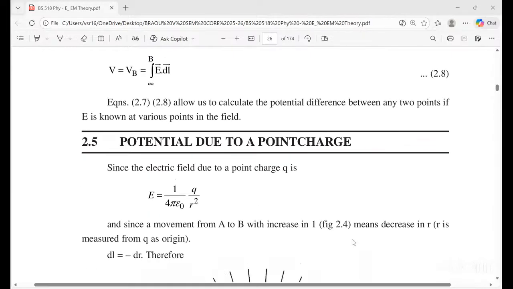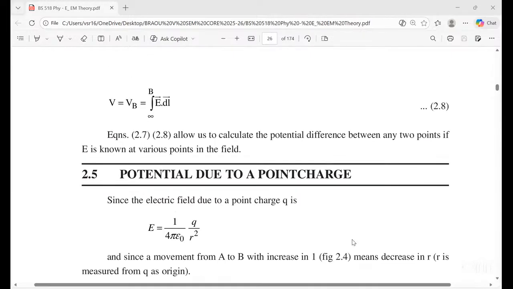If the point chosen, the B point, is at infinity, there the electric potential value is zero. By substituting, you get the electric potential due to a single point charge considered in an electric field.